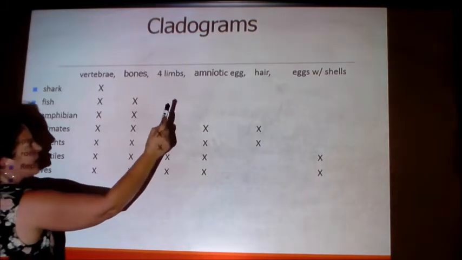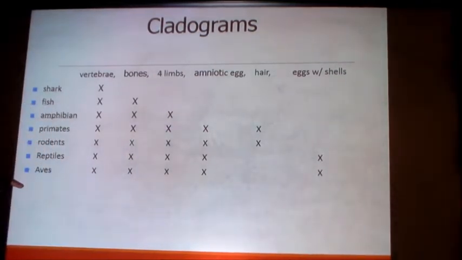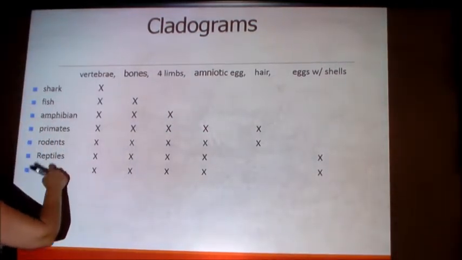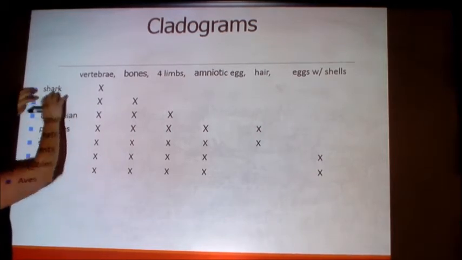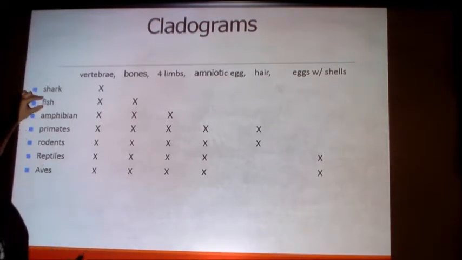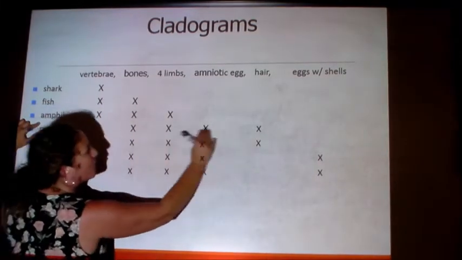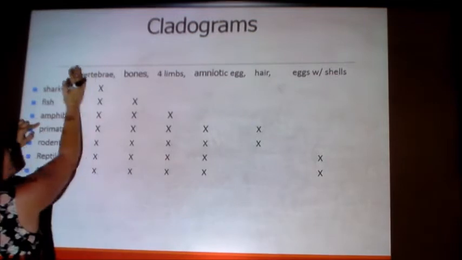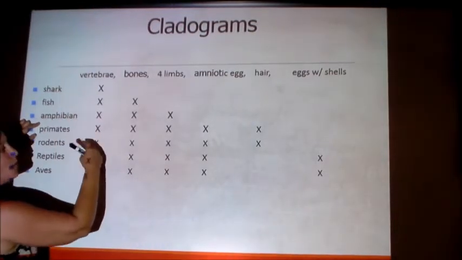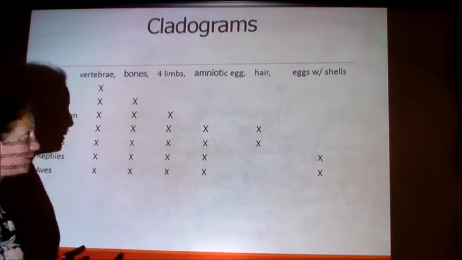Amphibians are the first thing to have four limbs. From that point on, everything else has it. So we know that all of these things evolved from these lower level things. Now, I'm not saying primates came from fish. I'm just saying that fish came before primates because primates are more evolved. They have more features. So the less features you have, the more ancient you are. The more features you have, the more evolved you are.